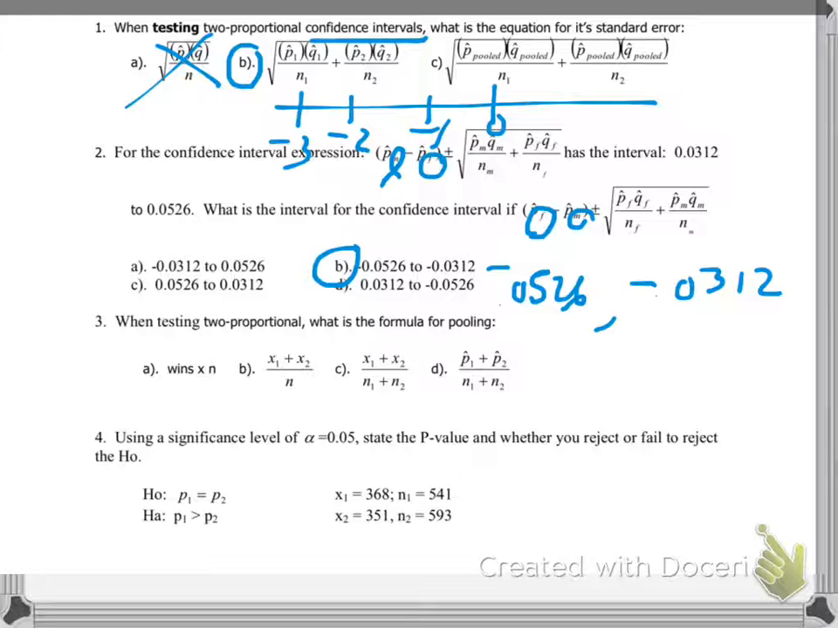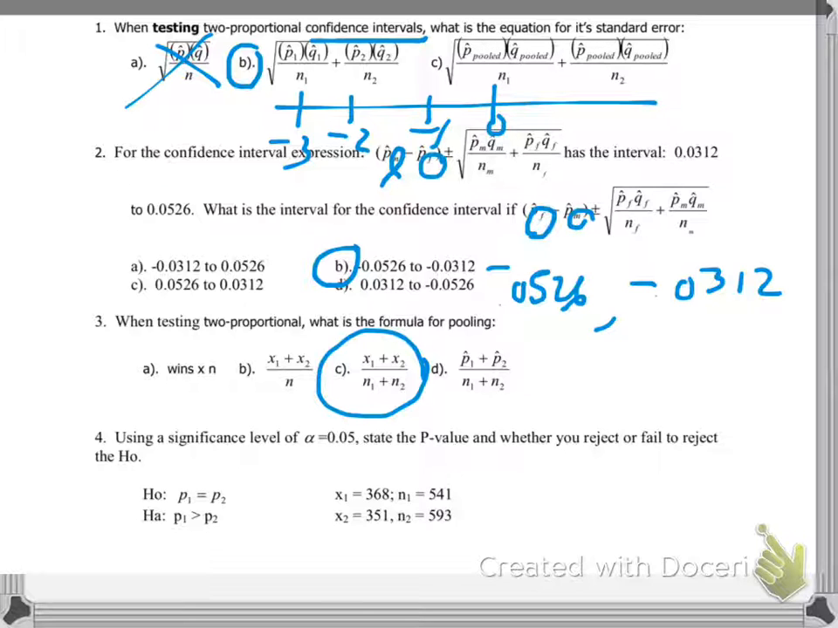When testing two proportions, what is the formula for pooling? Hopefully you recognize this. All right, and so, jeepers, let me read this and get back to you.